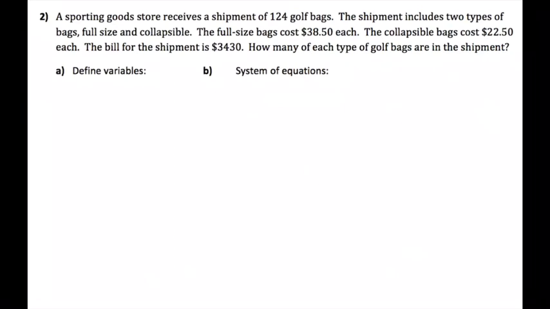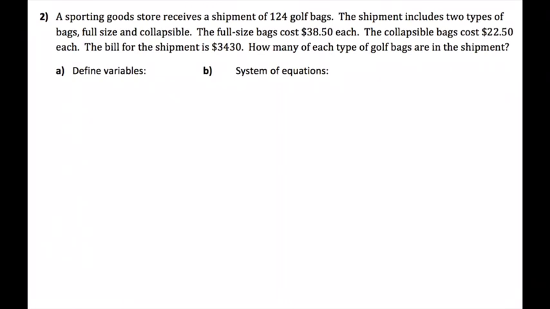Okay, number 2. A sporting goods store received a shipment of 124 golf bags. The shipment includes 2 types of bags, full-size and collapsible. The full-size bags cost $38.50 each. The collapsible bags cost $22.50 each. The bill for the shipment was $3,430. How many of each type of golf bag are in the shipment?